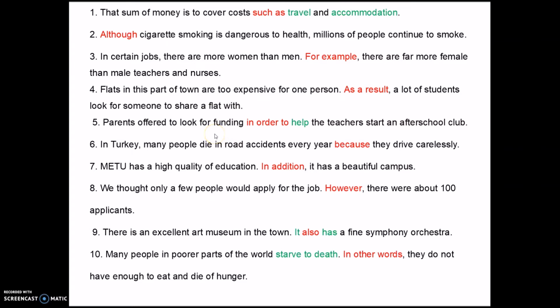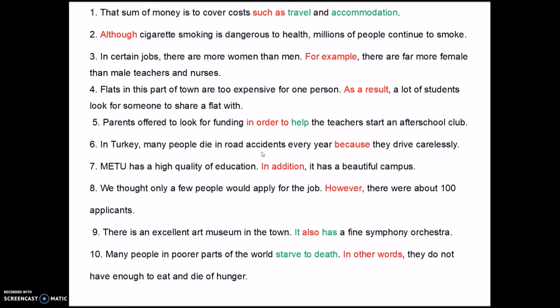And in the next one, it says parents offer to look for funding. And in the second part, it explains the reason why parents offer to look for funding in order to help the teachers start an after-school club. So here we cannot choose because or since or as to show the reason because we have verb 1 here. Remember, after because we have to use a subject and verb, but after in order to we need to use verb 1.